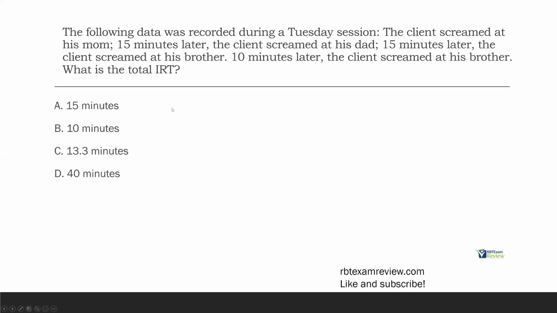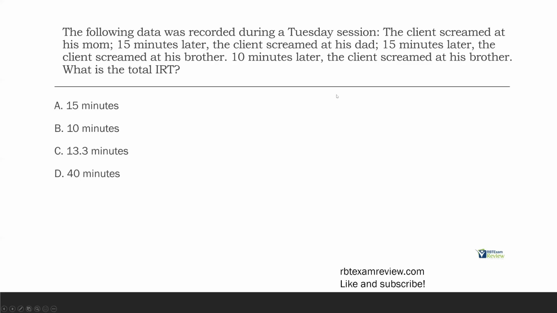Question wants a total. Typically, you'll see average, right? We want to find an average. In this case, we want a total. So you have to be careful. When we look at total, what do we want to do? Well, we want to add everything together. In this case, our inter-response times. Inter-response times are time in between behaviors.